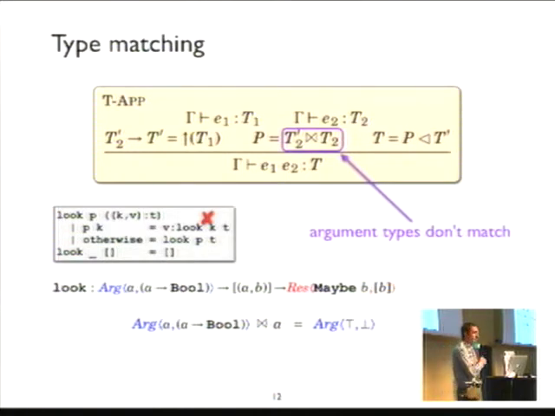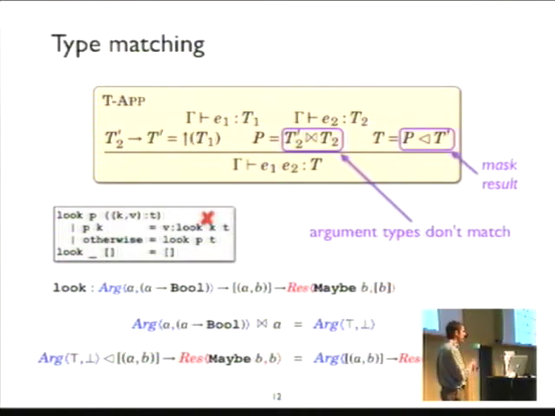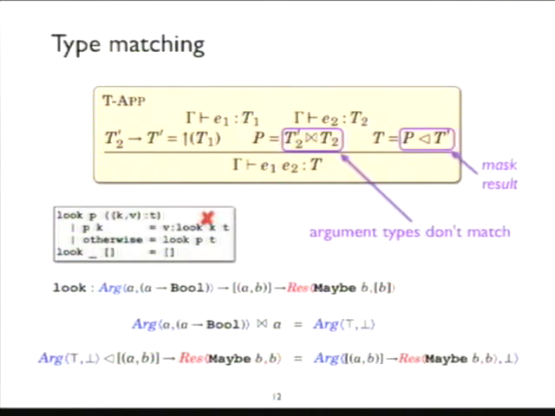So this is basically an abstraction of variational types. And what we do with this typing pattern is we use it to propagate the type errors that we encountered onto the result types. So if we found a type error when we were matching argument types, we need to propagate this type error onto the result types. So we call this masking.